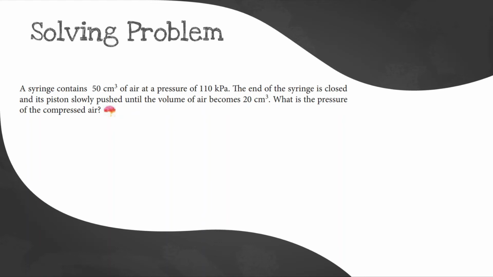Okay, so this is salah satu soalan Boyle's law. Okay, dia bagi awak this volume, so we call as volume 1, and then kita ada pressure 1, and then kita ada volume 2. Kenapa? Sebab dia kata dia compress the syringe, the piston is slowly pushed kan, so until the volume of air becomes 20 cm³.